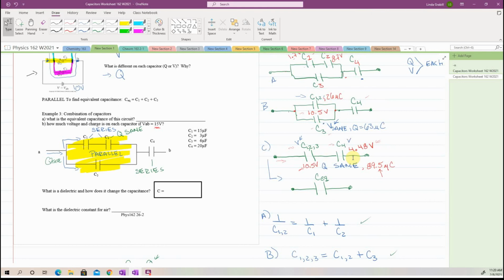Some people like to make a table and make a note on the side of the table of what's equivalent, the charge or the voltage, and fill in the values as you go. That's handy if you don't want to do it on a drawing, because that seems to get too cluttered for you. It's totally your choice.